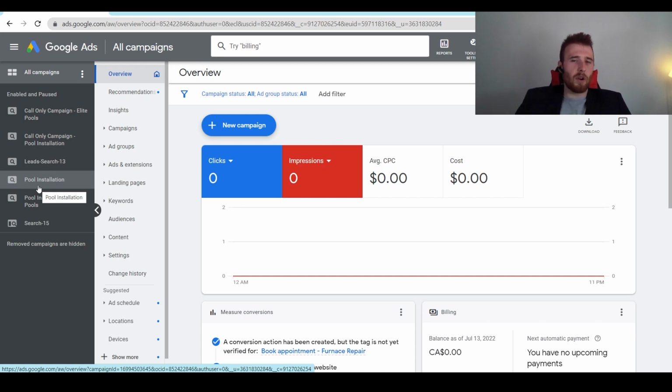But it's generally one of those three things. There's a few other things, but let's start off with the absolute first thing, the keywords. And generally, keywords will make or break your campaign.